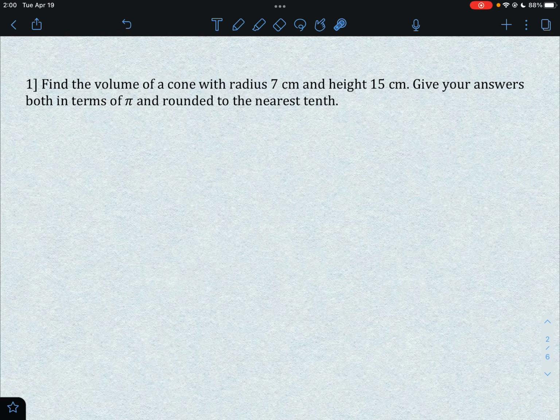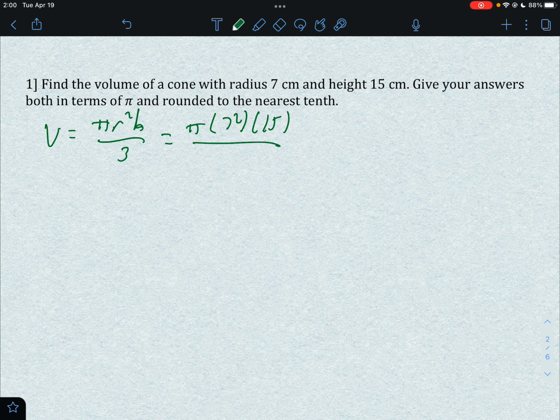Number 1, find the volume of a cone with radius 7 and height 15. Give your answer in terms of pi and round to the nearest tenth. All right, so let's use our formula, pi r squared h over 3. And this is a really simple one. We're just going to put the numbers in where they belong. Pi r squared h over 3.